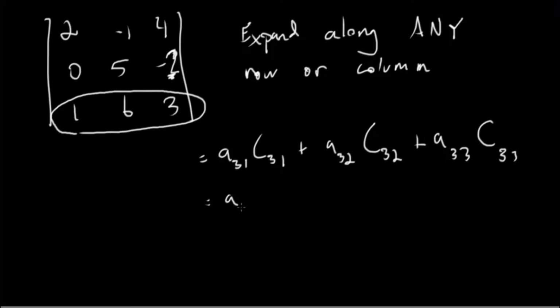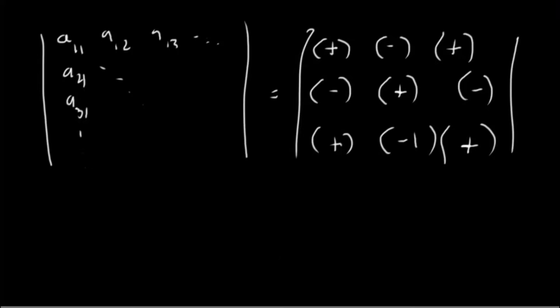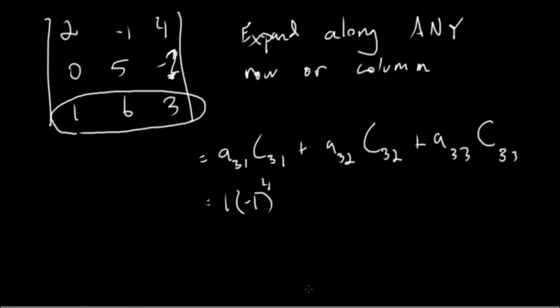a31 is 1. What is C31? Well, we need to know the sign of it. So it's going to be -1 to the 3 plus 1. That's 4. Or you could just remember that this is a plus, this is a minus, and then this is a plus. That's what I usually do. But right now I'm just using the definition right over here. So back to here. And then what is the determinant of the matrix left over when I eliminate column 1 and row 3? That's going to be 2 minus 20, which is going to be -18. Awesome. Cool.